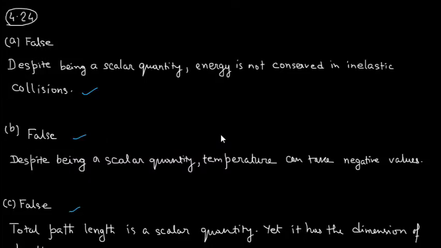So the solution of 4.24: A, false. Despite being a scalar quantity, energy is not conserved in an inelastic collision. B, false. Despite being a scalar quantity, temperature can take negative values.